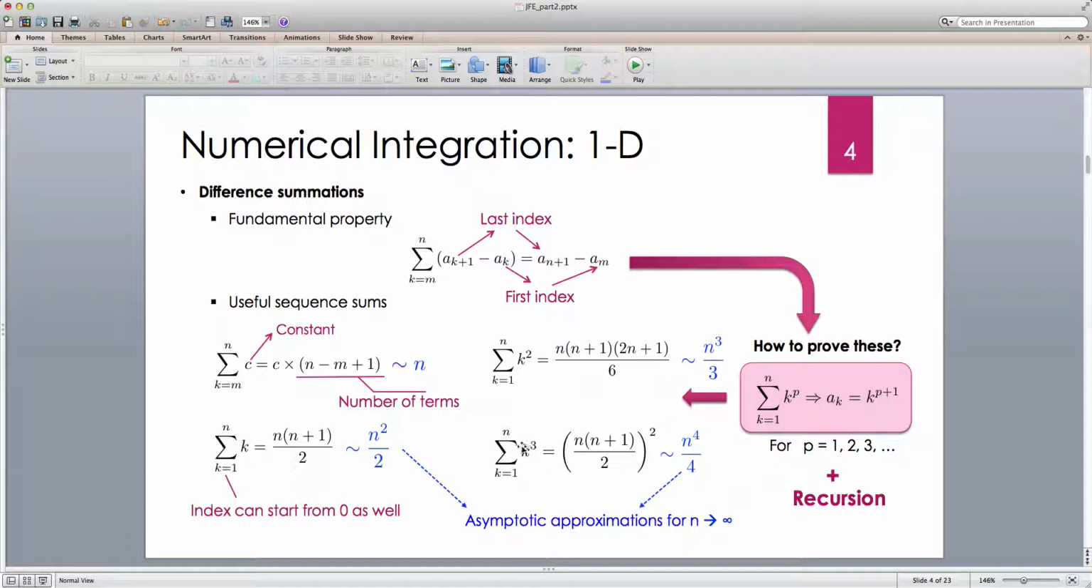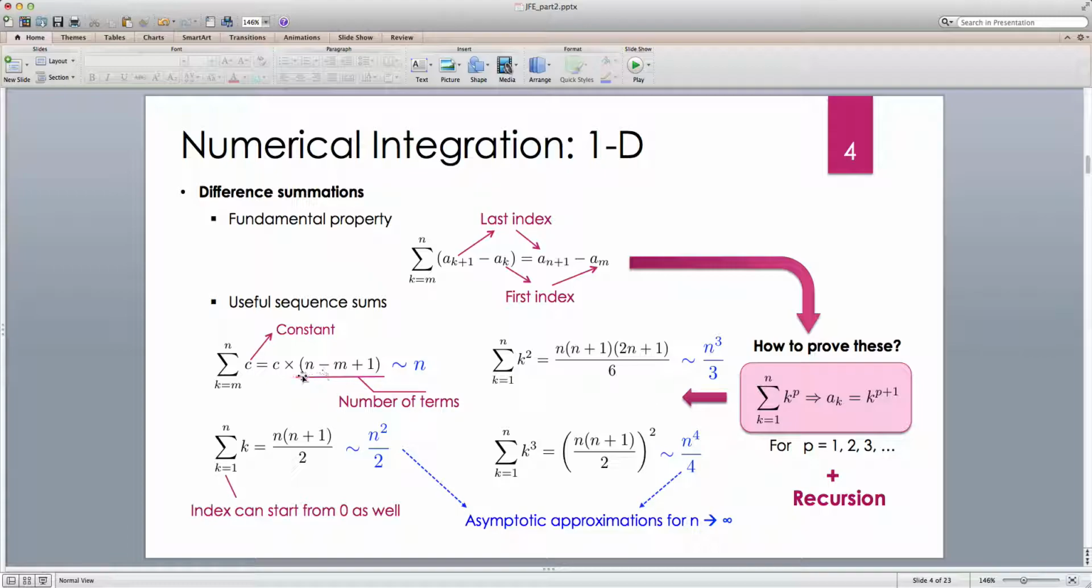And similarly for summing 1 to n of k cubed, which is 1 cubed plus 2 cubed plus 3 cubed, etc., it is the last index times the last index plus 1, divided by 2, all of it squared, all right? And when n goes to infinity, we have n squared over 2 squared, which is n to the 4th power divided by 4. This is the order of this summation, which is the most important thing to know when we are trying to calculate the Riemann series of the integral, all right?